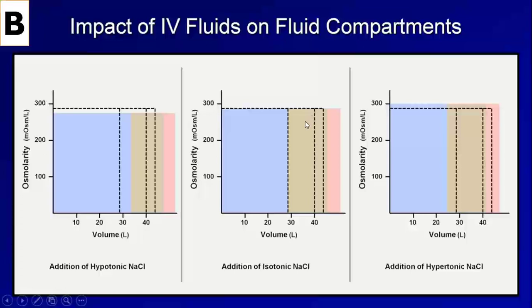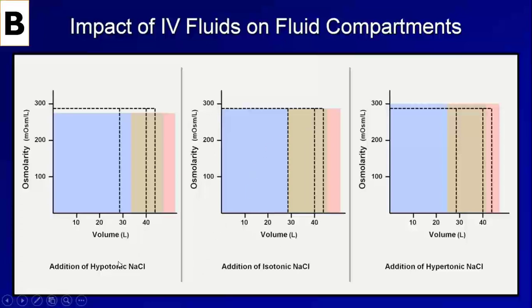So this is normally 3 quarters, and this is 1 quarter. So again, if I add 1 liter of fluid, 1 quarter of this fluid will expand the intravascular, and the 3 quarters expand the interstitial space. This is if it is isotonic.